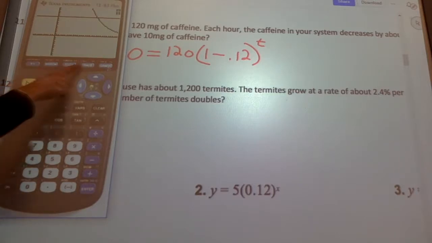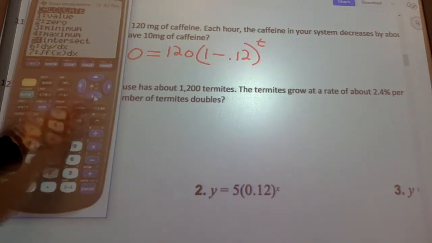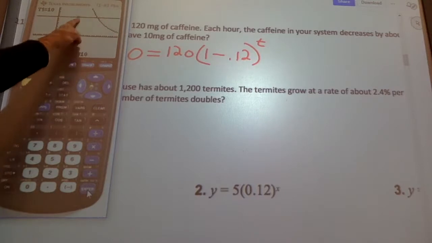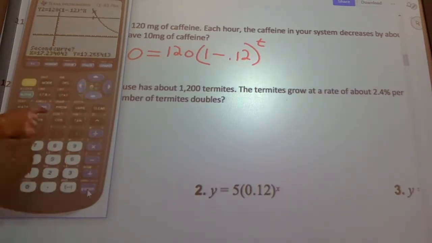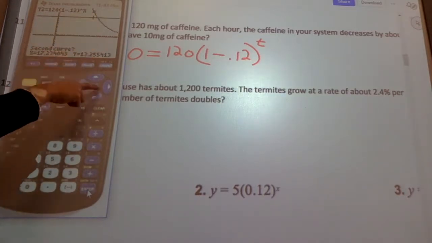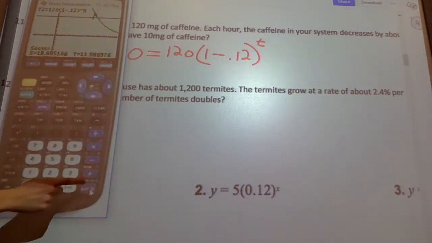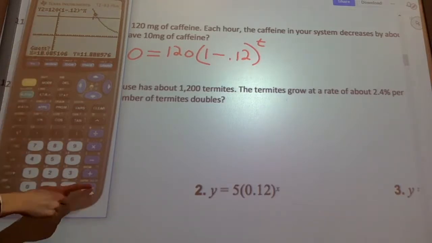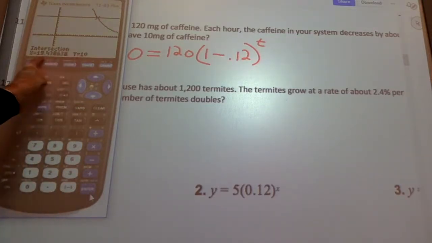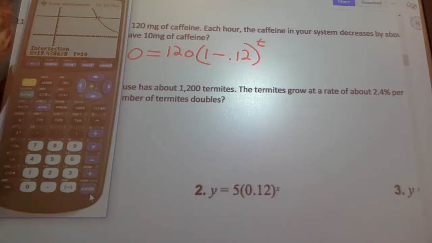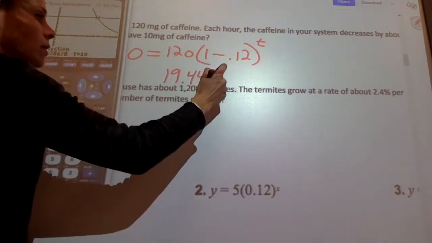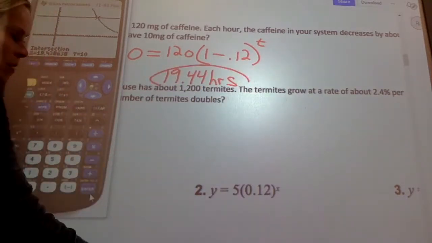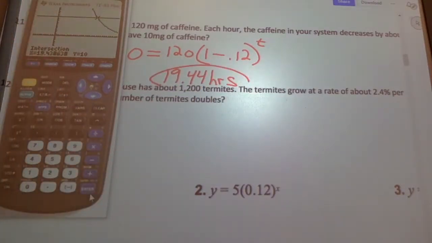So then I go second trace, intersect, first curve, it's blinking on that first curve there. Get close, push enter, it automatically jumps to the second curve, I just need to get close, push enter, and then guess, you push enter a third time, and when y is 10, it's been 19.44 hours. Right? That's why you don't drink caffeine after 2 p.m. It takes a long time to leave your body.